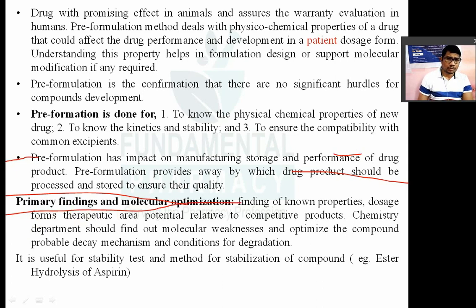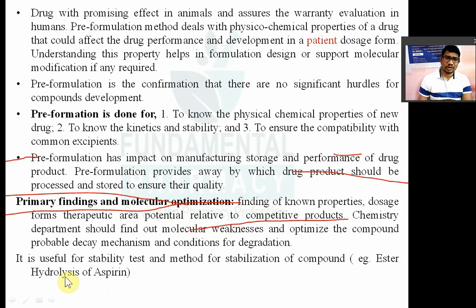Finding of known properties of dosage form, therapeutic area potential relative to comparative product. जो ऑलरेडी अवेलेबल है मार्केट में उसके कंपेरिजन में इसका थेरेपेटिक relative potential कितना है. In chemistry department should find out the molecular weakness and optimize the compound.